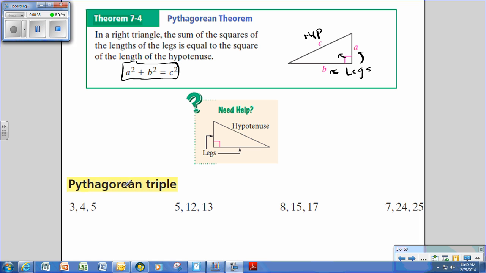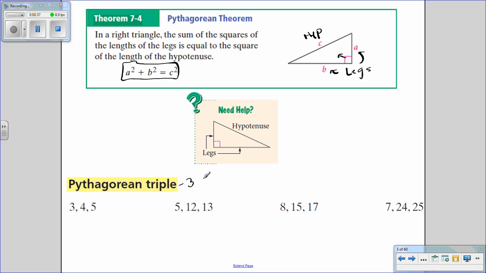So, a Pythagorean triple are three numbers that satisfy the Pythagorean theorem. So if I plugged in, for instance, 3, 4, and 5 into the Pythagorean theorem, it should work out. So I'm going to do that.